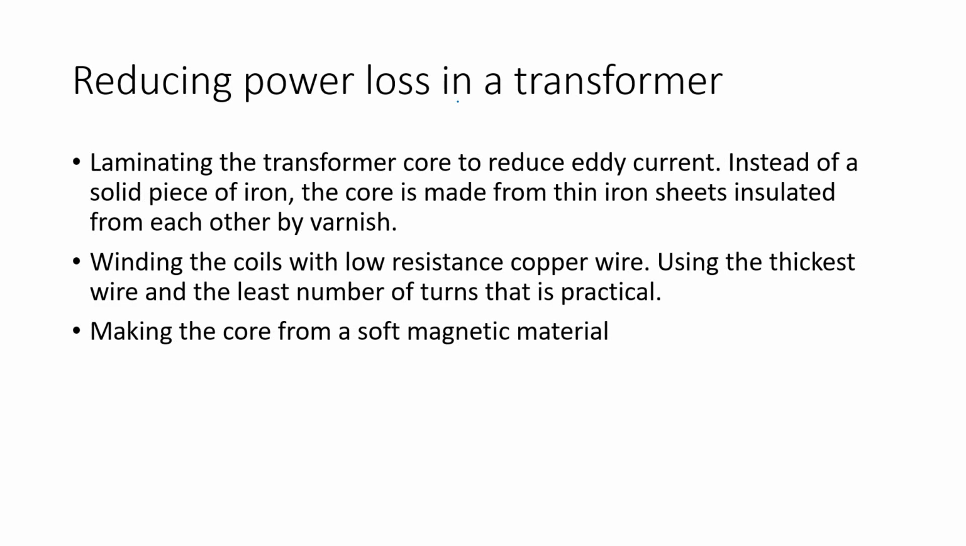How can we reduce the power loss? It says by laminating the transformer core to reduce eddy current. That's one way. Instead of a solid piece of iron, the core is made up of very thin iron sheets insulated from each other by varnish. In a sense, by putting a little varnish between those sheets, it prevents the flow of electrons, because the varnish is non-conducting. Hence we laminate the core.